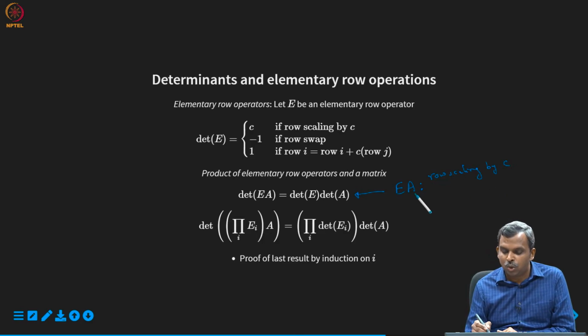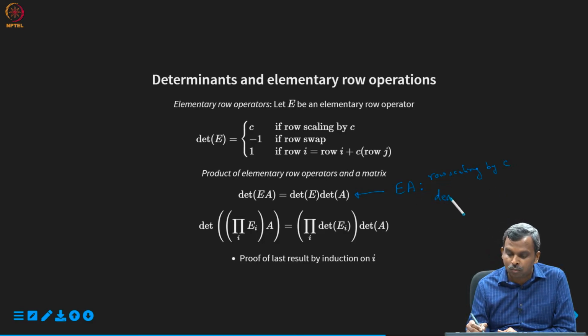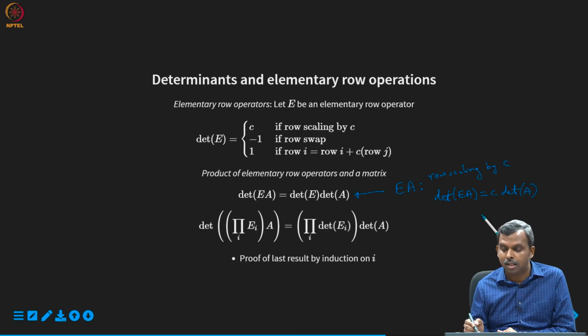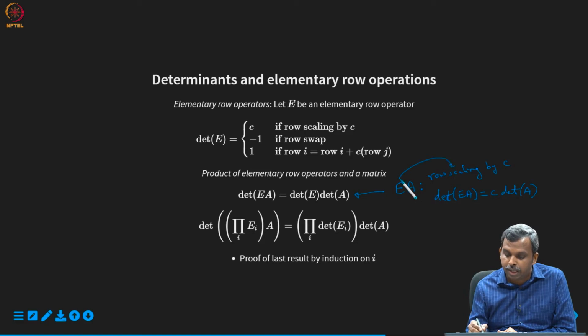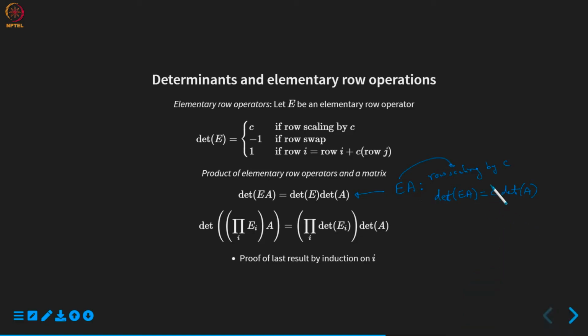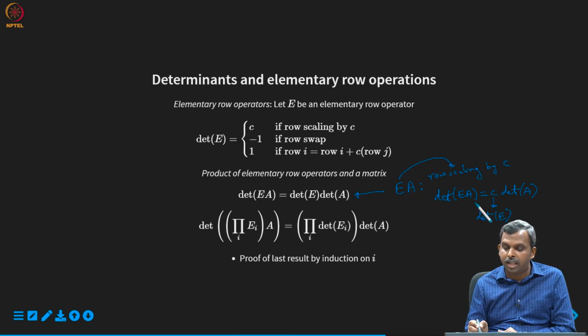So you know that the determinant of EA when you do row scaling by C is going to be C times the determinant of A. But what is C now? If E represents row scaling by C, this C is actually the determinant of E. So you will get determinant of EA equals determinant of E times determinant of A. Now what if E is row swap? Then again the determinant of EA becomes minus the determinant of A, where minus 1 is again the determinant of E.